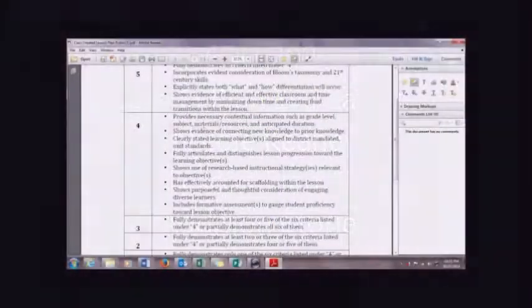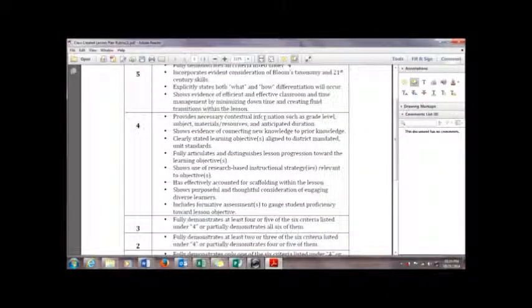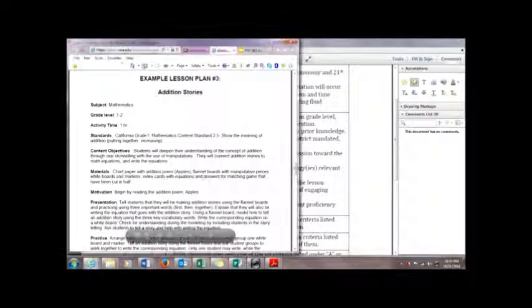Our first criteria is whether or not it provides necessary contextual information such as grade level, subject, materials, resources, and anticipated duration. So if we look at the website, the lesson plan, we do see the subject, which is math, and addition stories. The grade level, which is grade level 2, proposed anticipated duration, which is 1 hour, and then we also see the different materials.